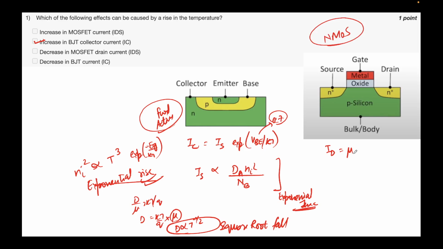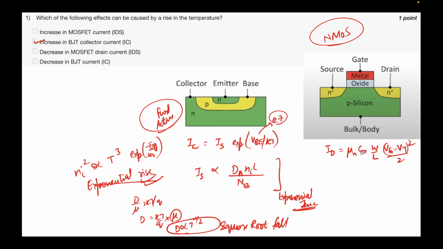So ID will be mu n C ox W by L, Vg minus Vt whole square by 2. This is the expression in saturation, right? We will derive this expression, don't worry, but just trust me that this is true. So let's talk about the temperature dependence again.